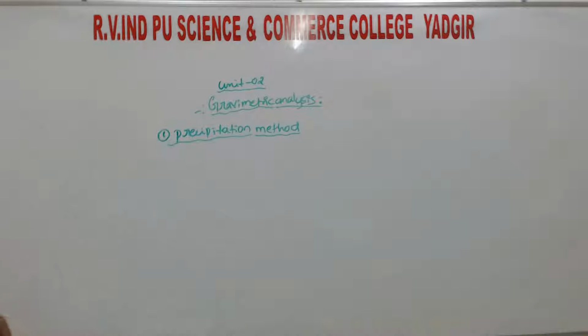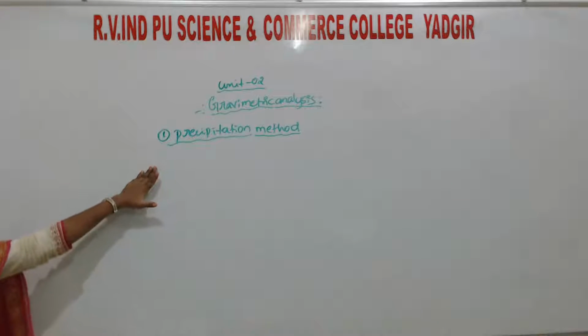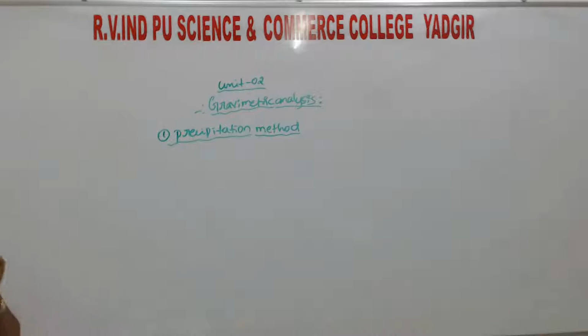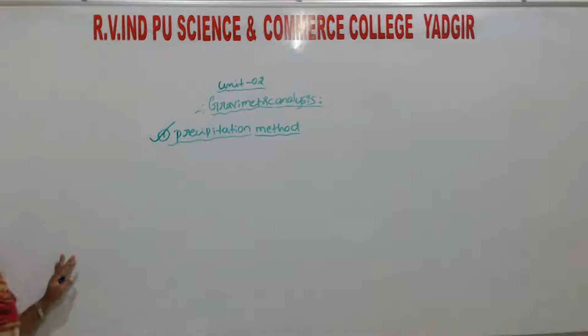This is very important. You use the precipitation method only in gravimetric analysis. In that, you find co-precipitation, post-precipitation, digestion or ageing, filtration of the precipitate, washing of the precipitate, ignition of the precipitate, and weighing of the precipitate. These are the 7 steps involved in gravimetric analysis. First one, the precipitation method.